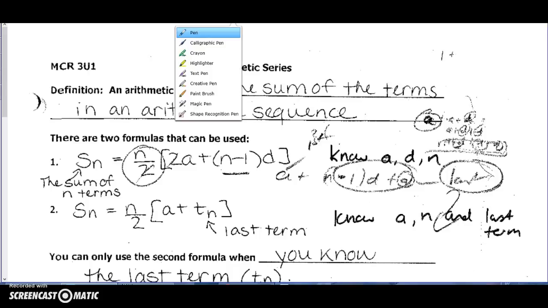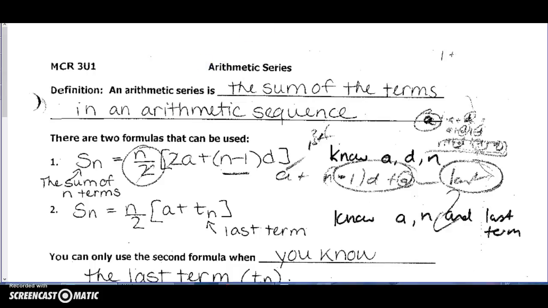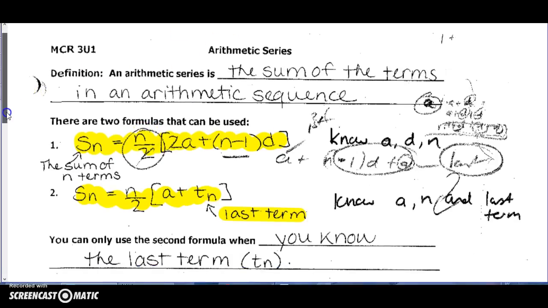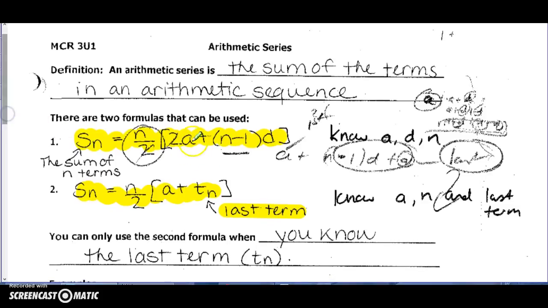See if I can get some highlighters going on here. Highlighter, yellow. Two formulas. This one here, and this one here. The difference between the two is: do you know the last term, or do you know the difference? You need n. You need a. You need to know the number of terms. You need to know the first term value, and you either need to know the difference or you need to know the final term. And if you have that one, you do this one, and vice versa.